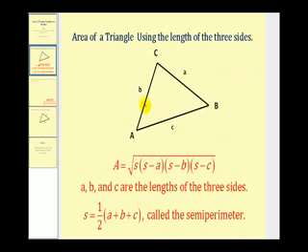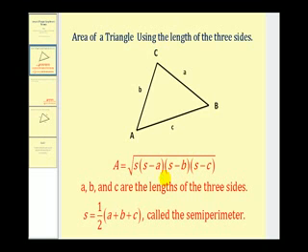So if we have any triangle with sides of length A, B, and C, and we let S equal the semi-perimeter, or half of the perimeter, then the area is going to equal the square root of S times the quantity S minus A times the quantity S minus B times the quantity S minus C. Now this formula can be proven using the Pythagorean theorem, but in this video we're just going to look at some examples on how to apply this formula.